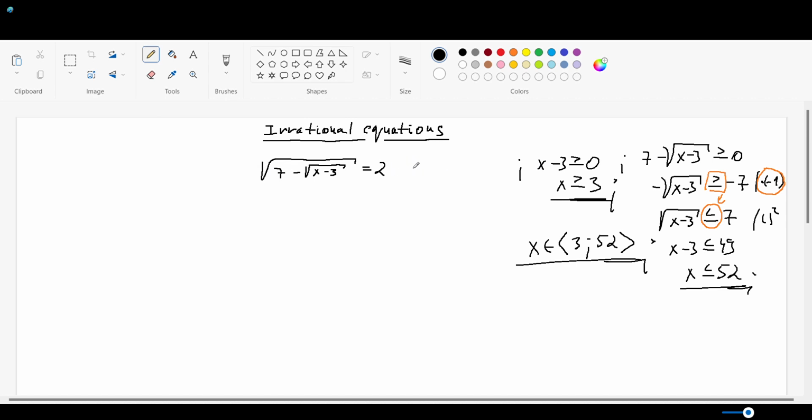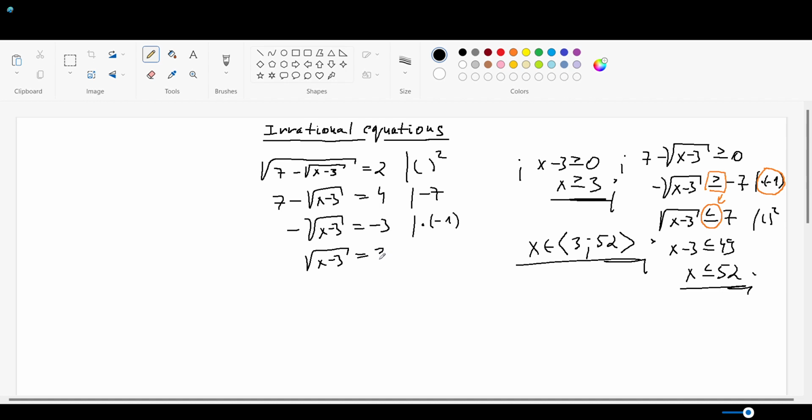As we want to get rid of the radical here on the left side, we square both sides, so then we have 7 take away square root of x minus 3 is equal to 4. Now again we have to have the radical on one side of the equation, so we take away number 7. Negative square root of x minus 3 is equal to negative 3. We multiply both sides by negative 1, though this one is probably not needed, but I prefer to have it this way, so square root of x minus 3 is equal to 3.